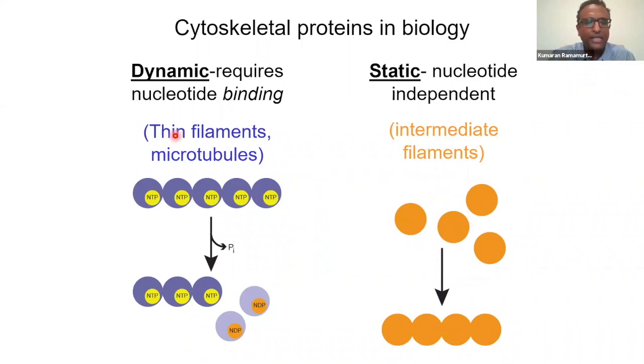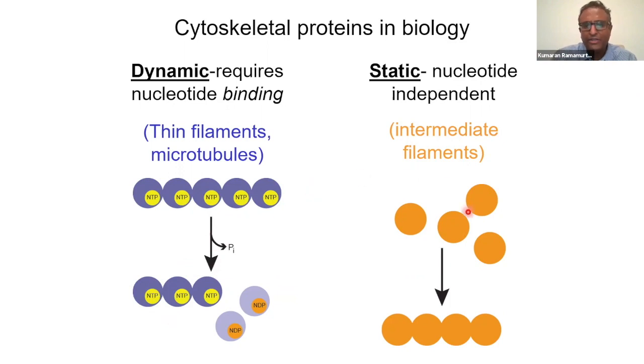And what they have in common is that they'll bind to a nucleoside triphosphate, either ATP or GTP. When they bind to the NTP, they'll polymerize. And then when they hydrolyze the bound NTP, that hydrolysis event is linked to the dissociation of that dynamic polymer. And that makes sense because these are supposed to build and then get disassembled.